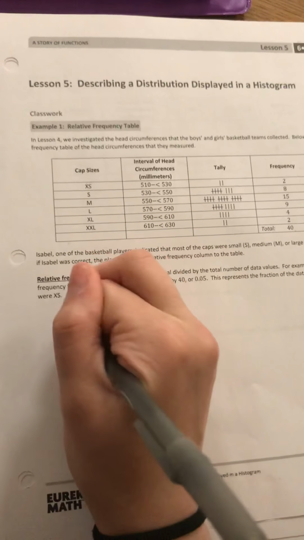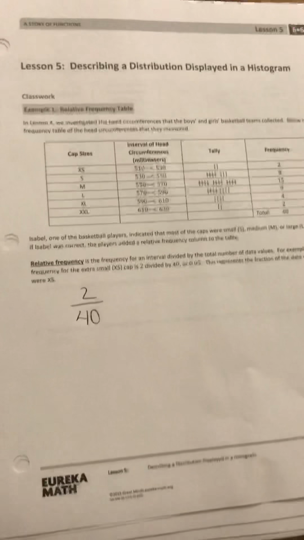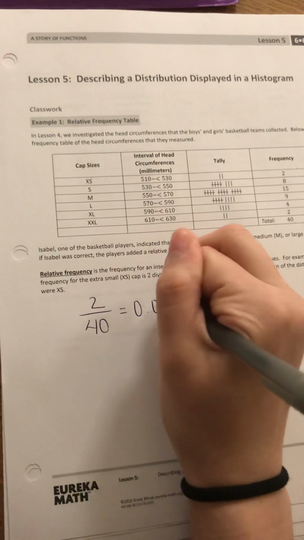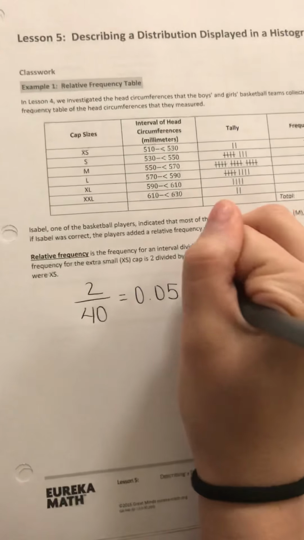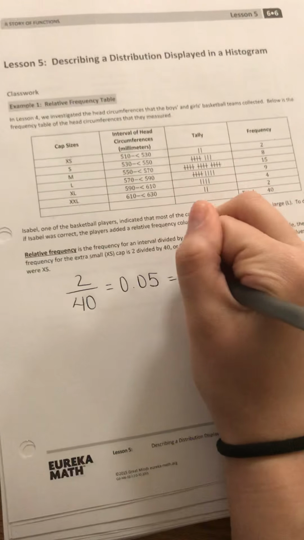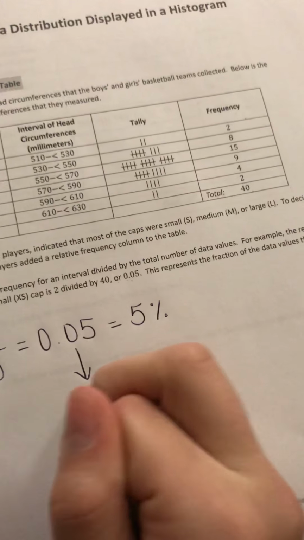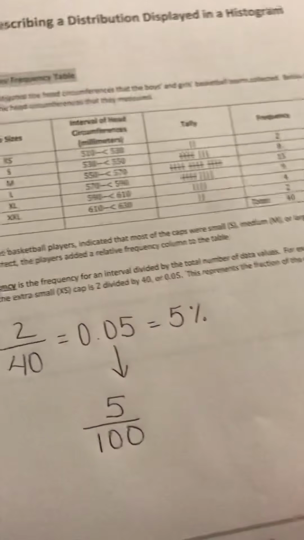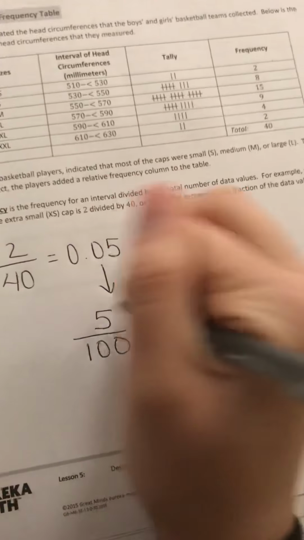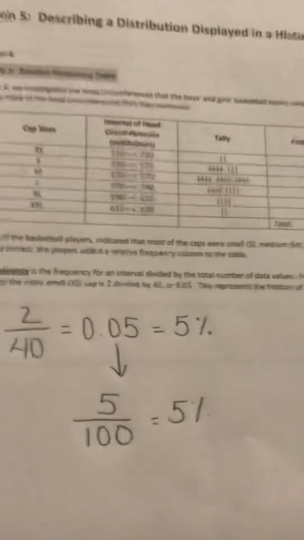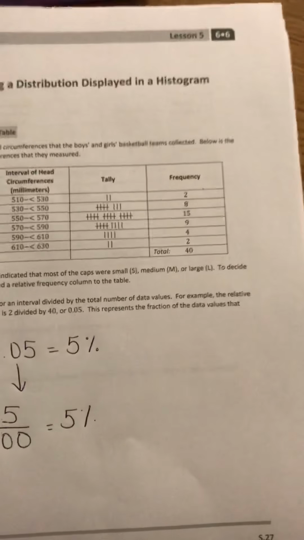So if we did 2 divided by 40, if we did the math, it would equal 0.05, which would also equal 5%. So we're going back to converting decimals into percent because this is the same thing as 5 over 100. Anything over 100, that's your percent. Whatever this top number, if it's over 100, that's your percent. Okay, we're going to be doing it for the entire thing.